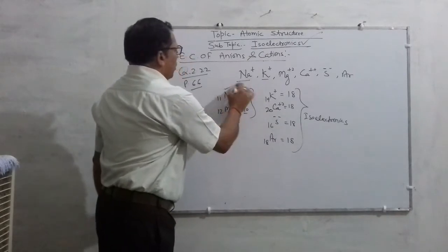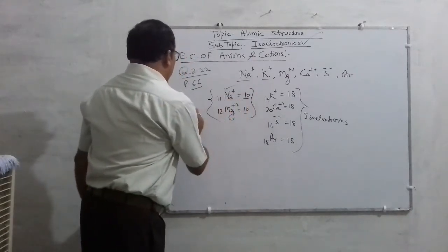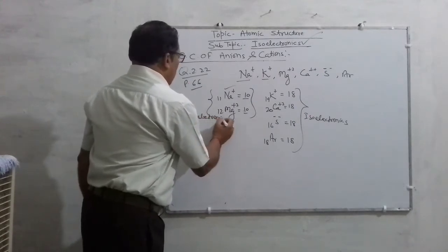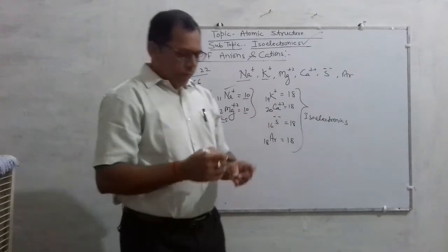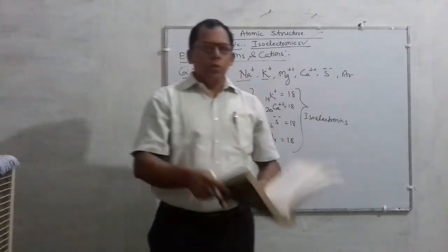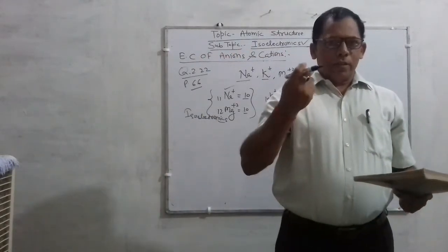And these 2 species, sodium and magnesium, having 10 electrons, so they will also be isoelectronic. How simple, students?